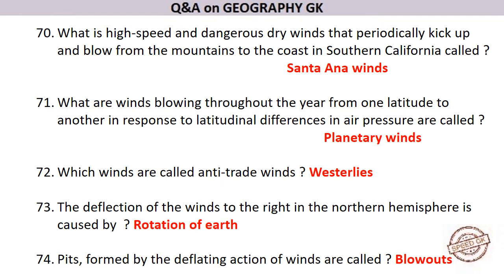What is high-speed and dangerous dry winds that periodically kick up and blow from the mountains to the coast in Southern California called? Santa Ana winds. What are winds blowing throughout the year from one latitude to another in response to latitudinal differences in air pressure called? Planetary winds. Which winds are called anti-trade winds? Westerlies. The deflection of the winds to the right in the northern hemisphere is caused by rotation of Earth. Pits formed by the deflating action of winds are called blowouts.